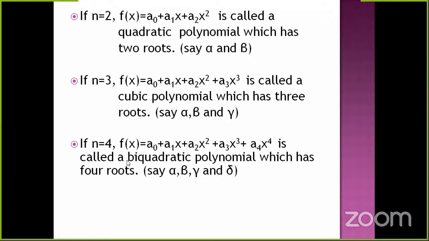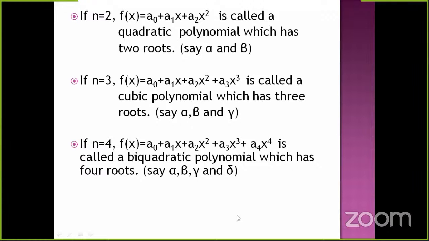And if n is equal to 4, what happens? If n is equal to 4, the polynomial becomes f of x is equal to a0 plus a1x plus a2x square plus a3x cube plus a4x power 4. Here again, the condition is a4 not equal to 0. Since the highest power of the polynomial is 4, it is called a biquadratic polynomial. A polynomial of degree 4 is called a biquadratic polynomial, and it has 4 roots: alpha, beta, gamma, and delta. Children, in our chapter theory of equations, we deal with polynomials of degree 4, that is, biquadratic polynomials and biquadratic equations.